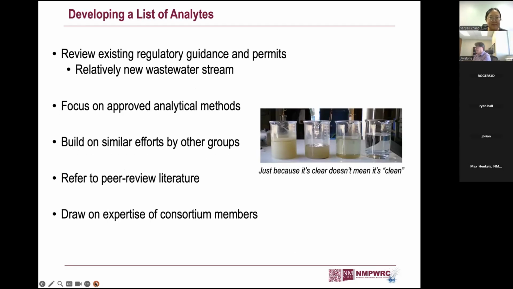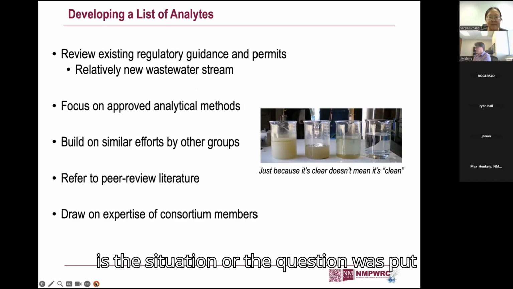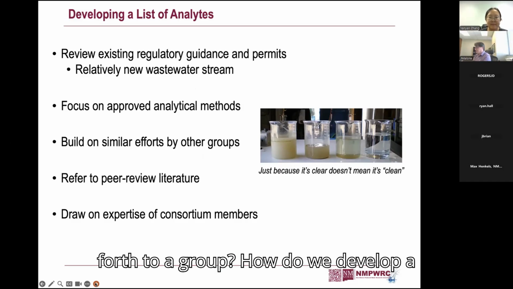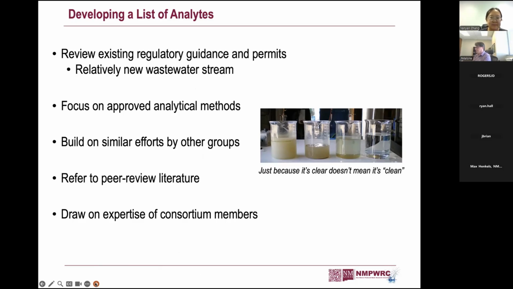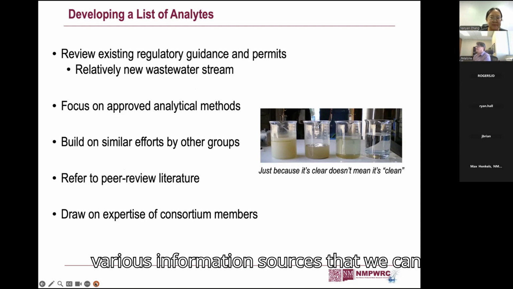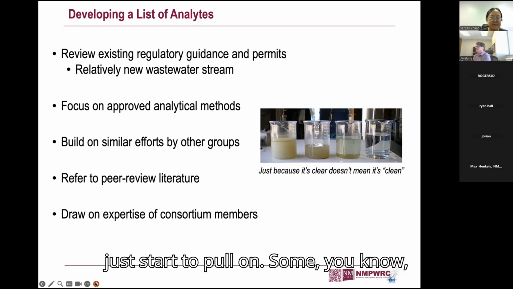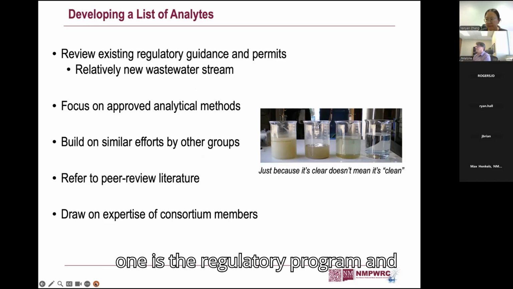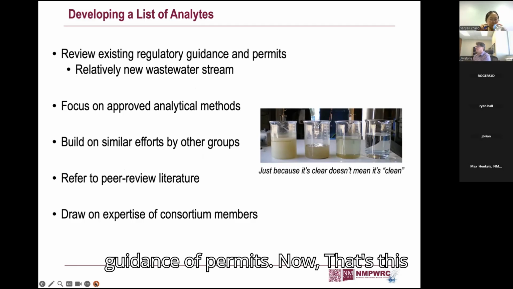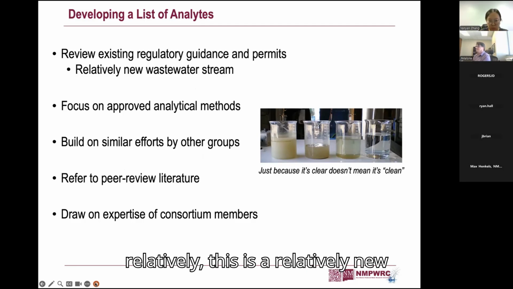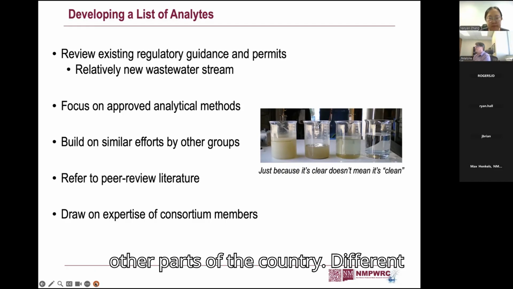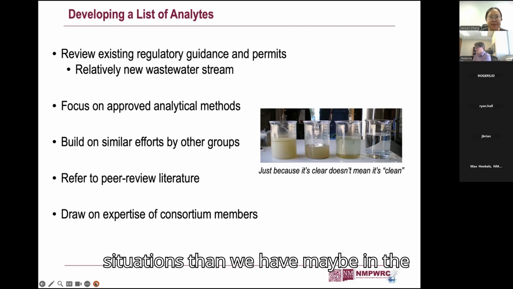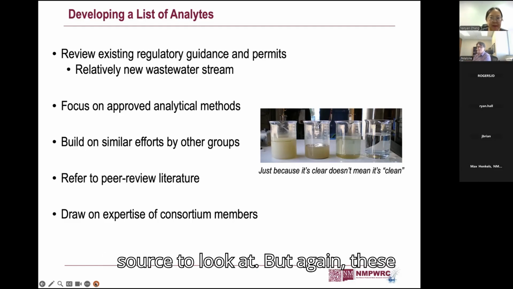Next, please. Pei walked through this really quick right before, but the question was put forth to a group: how do we develop a list? Well, let's start by looking at various information sources that we can pull on. One is the regulatory program and guidance of permits. Now, this is a relatively new industrial wastewater stream. There are some permits that have been issued in other parts of the country, different situations than we have maybe in the Permian, but certainly an information source to look at.